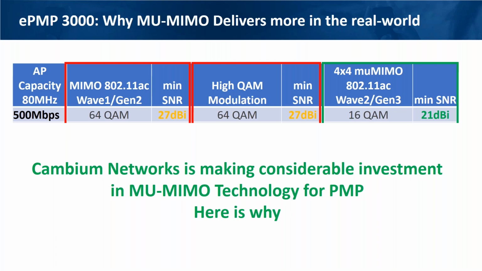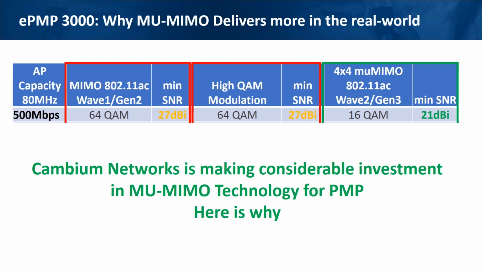So in a traditional approach, if I was going to try to deliver 500 megabits per second, and I could do that with a Gen 1 or an 802.11ac Wave 1 product, I'd run 64 QAM, and I would need 27 dB signal to noise ratio. That should be dB rather than dBi.